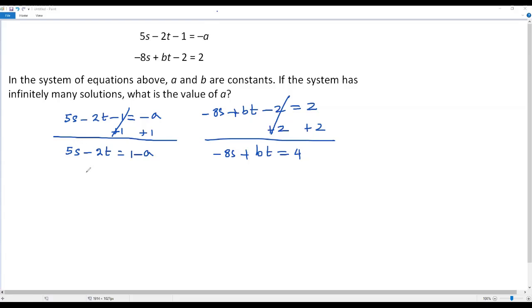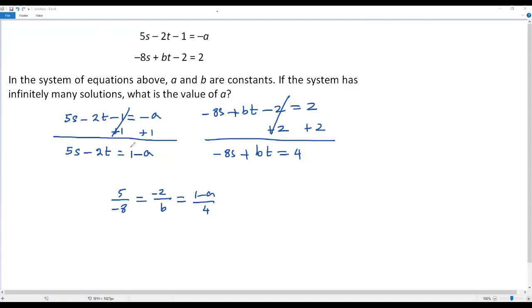Now first let me take the ratio of the coefficients of s, that is 5 and −8. These are the two coefficients of s. So the ratio of these two coefficients is 5 over −8. Now let me take the ratio of the coefficients of the variable t. Here we have −2 as a coefficient of t, and here b as a coefficient of t. So the ratio of these two coefficients is −2 over b. Now let me take the ratio of the constants, that is 1 − a and 4. Then we get (1 − a) over 4. This is the ratio of the constants. So all these ratios must be equal.